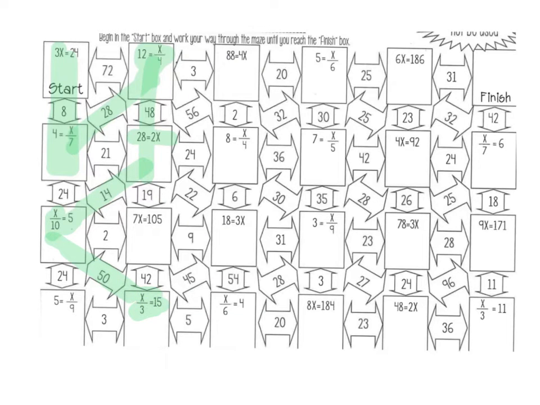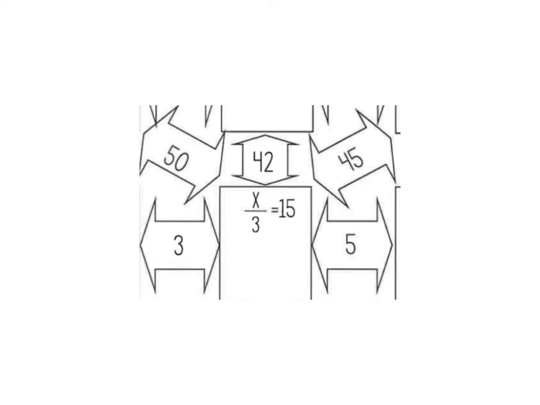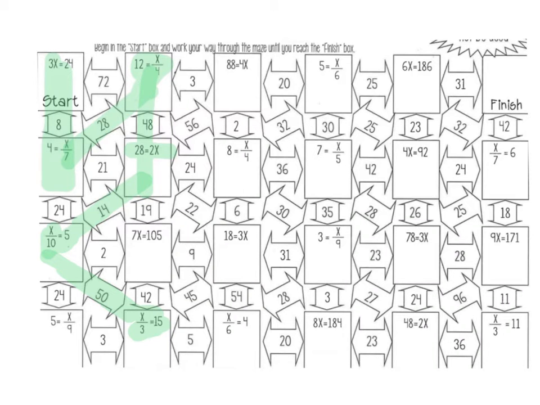We should do the next one, which is x over 3 is equal to 15. To isolate the variable and get x by itself, we're going to do the inverse, or the opposite of dividing by 3, which is we're going to multiply by 3 on both sides. So those cancel. We get x is equal to 3 times 15, which is 45. And so we're going up and to the right.